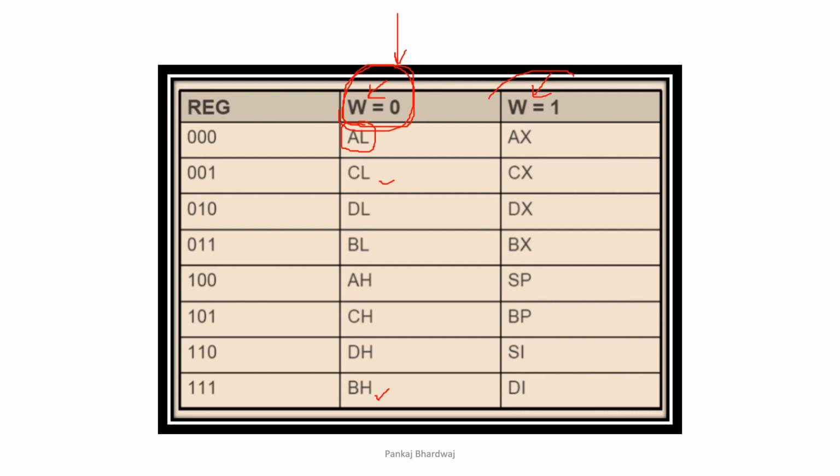Now if W equals 1, that means we are having 16 bits of data, that means 16-bit registers are used to define the register field. From 0 0 0 up to 1 1 1, we'll be having 16-bit registers. So we have 8 16-bit registers: AX, BX, CX, and DX. Similarly, SP, BP, SI, and DI. So all 8 register combinations are defined using the register field and the W field.